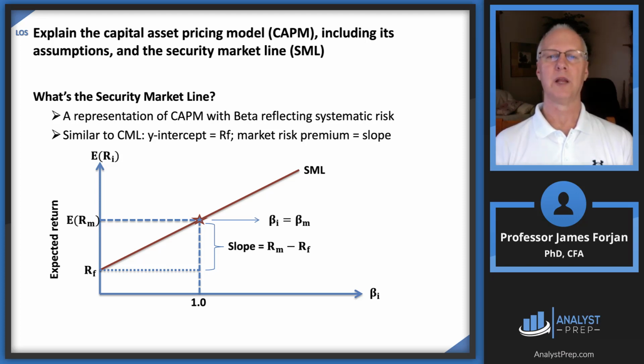How about if we explain the security market line? Well, this is nothing but a picture of the capital asset pricing model. All right, so here's a great question: what's the difference between CML and SML? And here's the big difference. Look on that horizontal axis. Back with the capital market line, we had total risk. We had standard deviation on that axis.